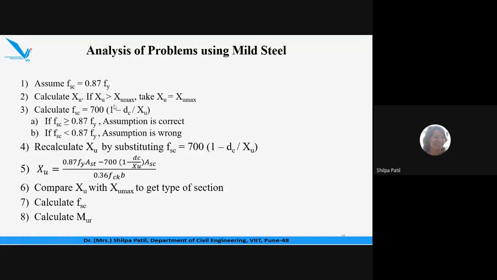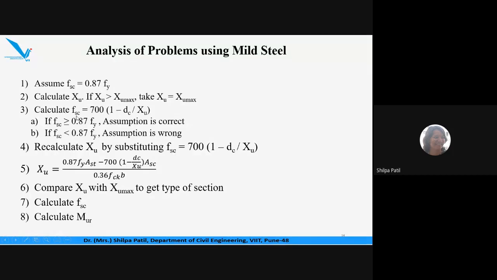If your XU is coming less than XU max, it means the given section is under reinforced. If XU is coming greater than XU max, the section is over reinforced. So if XU is coming greater than XU max, we have to limit the value of XU to XU max value. Take XU equal to XU max for further calculation. Now we have calculated the XU value.